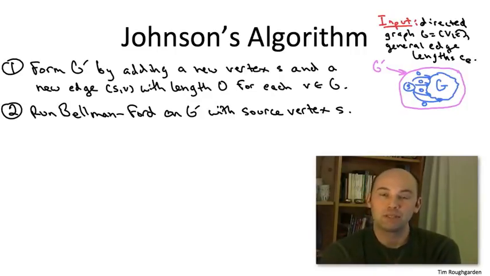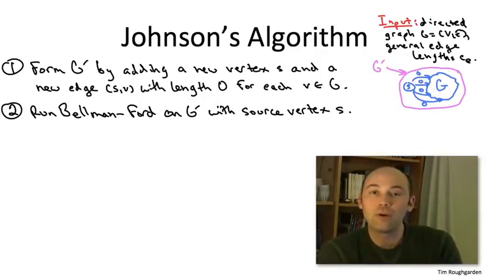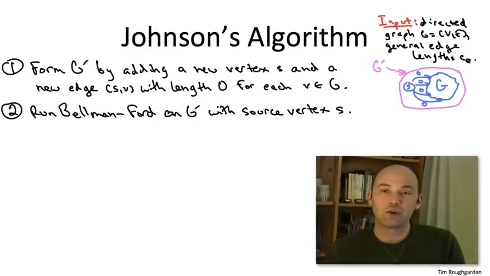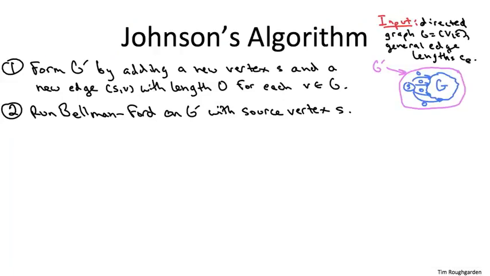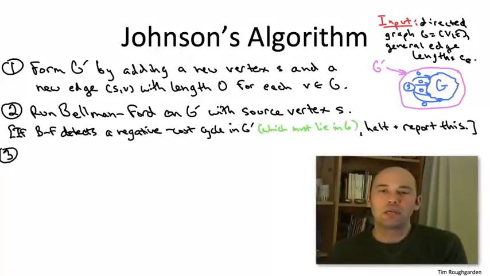Now, if G prime contains a negative cost cycle, that cycle has to be in the original graph G. The new vertex s that we added has no incoming arcs at all, so it certainly can't be on any cycle. So any negative cycle is the responsibility of the original graph G. Therefore, if Bellman-Ford finds us a negative cost cycle, we're free to just halt and correctly report that same result. So from here on out, we can safely assume that G and G prime have no negative cost cycle, and therefore that the Bellman-Ford algorithm did indeed correctly compute shortest path distances from s to everybody else.